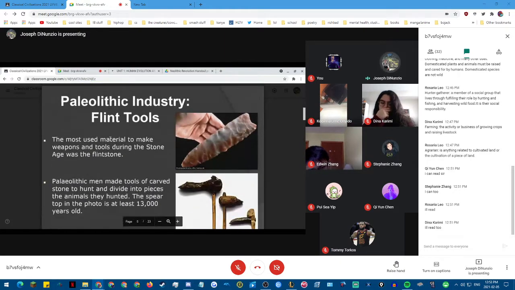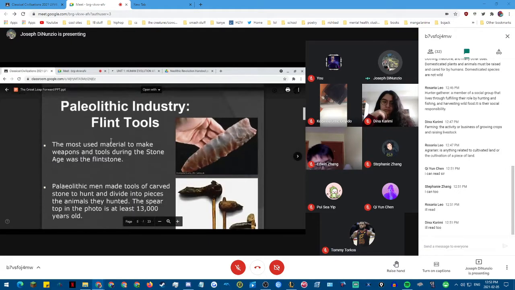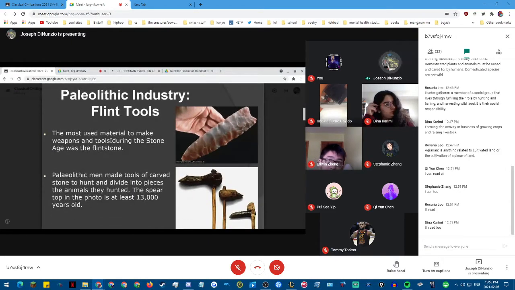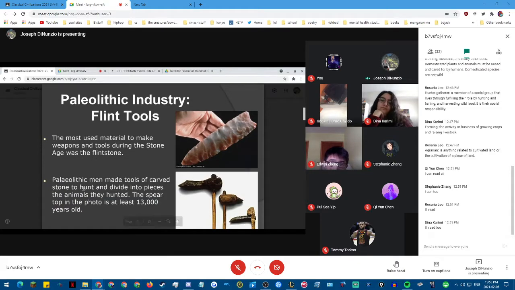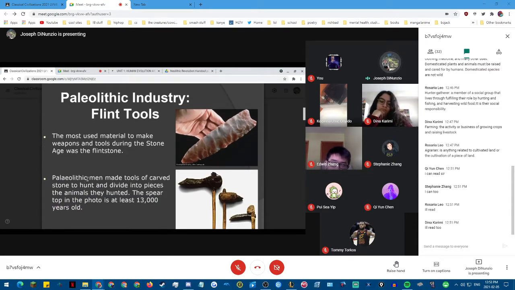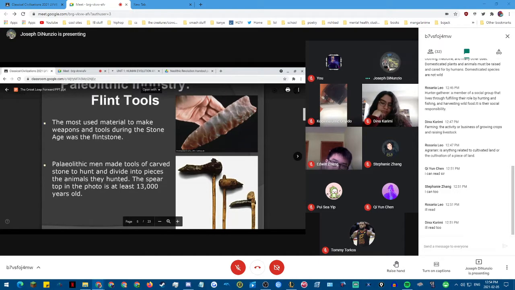So let's take a look at the Paleolithic era and some of the resources that were used. Paleolithic industry, flint tools. The most used material to make weapons and tools during the Stone Age was flintstone. Paleolithic men made tools of carved stone to hunt and divide into pieces the animals they hunted. The spear top in the photo is at least 13,000 years old. So flint, a very common resource in the Stone Age or Paleolithic age. You can see some of the tools used here.